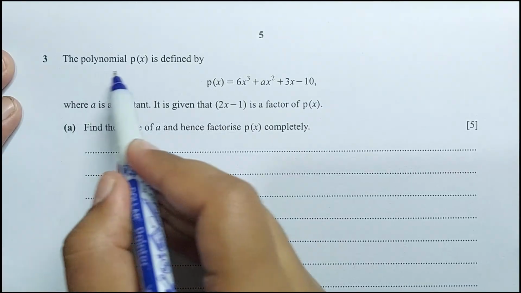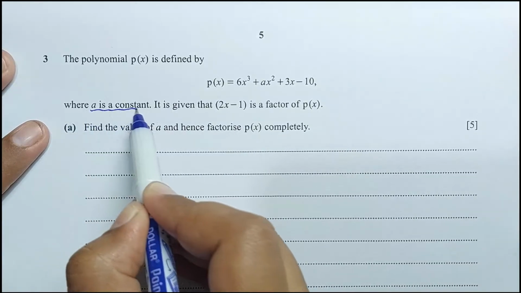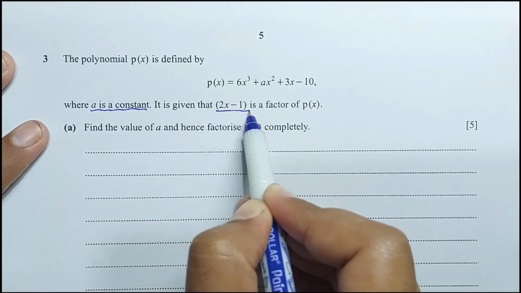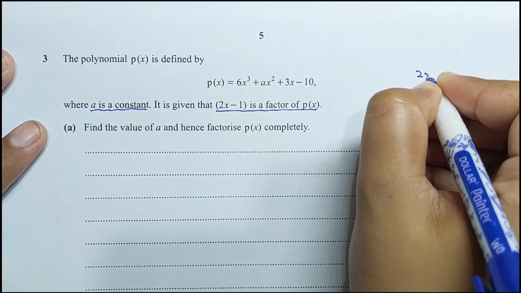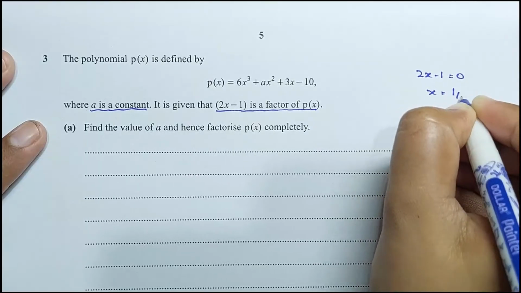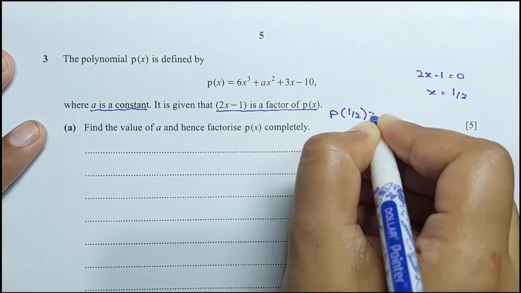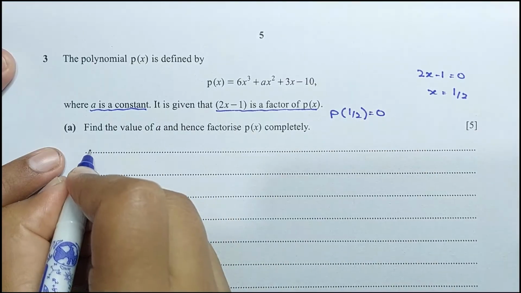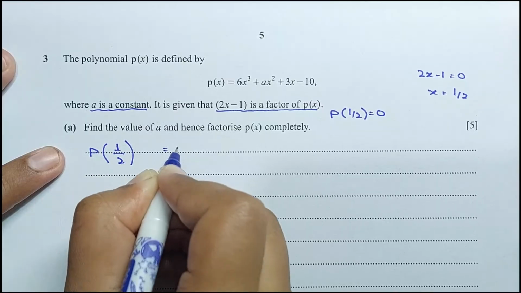Question number 3, the polynomial p of x is defined by this, where a is a constant. It is given that 2x minus 1 is a factor of p of x. If it is a factor, then 2x minus 1 equals 0, so x would be equal to 1 by 2. It means p of 1 by 2 should be equal to 0, right? So let me solve p of 1 by 2 and put it equal to 0.